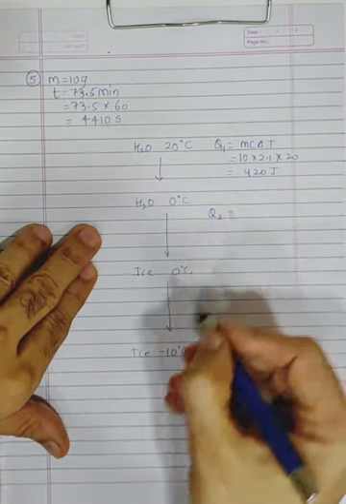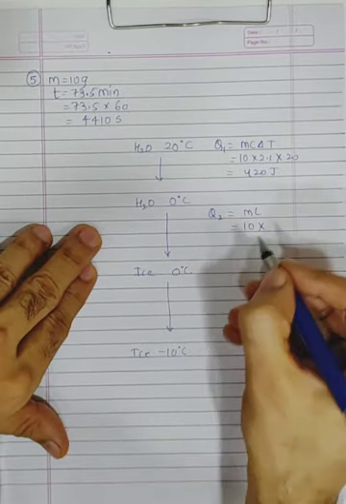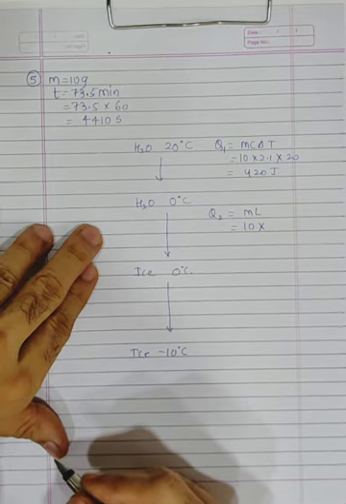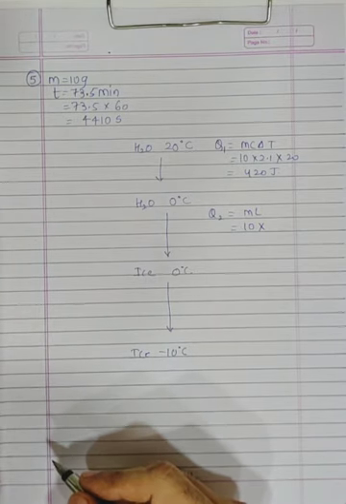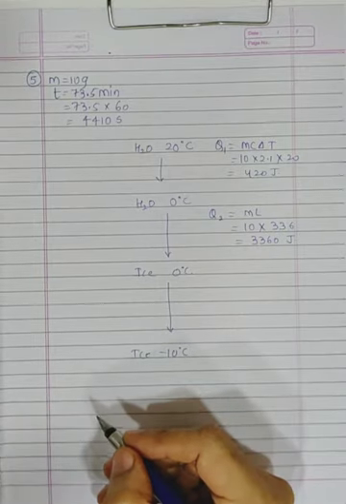Q2, what formula will you use here? mL. Mass is how much? 10. How much is the latent heat of ice? It's given as 336. Multiply them. What will you get? 3360 joule.